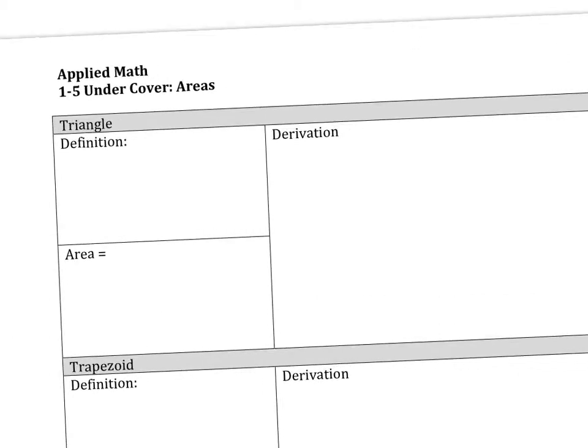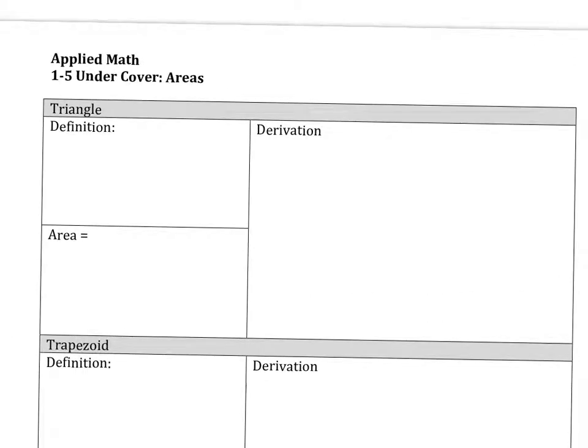So what we're going to look through here is we're going to derive two formulas. Number one, we're going to figure out where the formula for triangle comes from. So area equals 1/2 base times height.